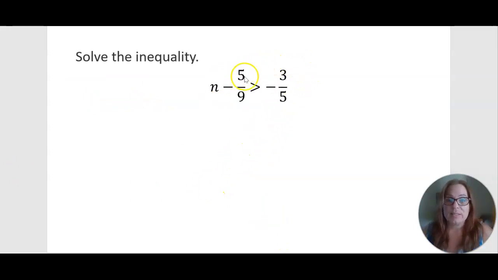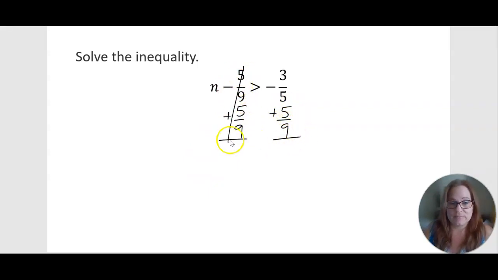All right, so I look at what's being done to the variable. Every time, look at the operation that's being done to the variable. I look at my variable and I see that I am subtracting 5/9. I have to undo that by doing the opposite, so I add 5/9. And I'm going to do that here as well. A number and its opposite will always add to 0, like negative 3 and positive 3, negative 10, positive 10, negative 5/9, positive 5/9. That's always going to be 0.